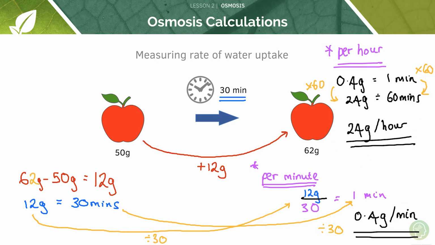And there's so many different ways you can do this. It really depends on how your brain works. So in my head, it's more logical to do it this way, but maybe in your head, you might have seen a little catch here, and you can see that we're getting an increase of 12 grams in 30 minutes. So if we want to measure the rate of water uptake per hour, 30 times 2 is 60 minutes, so that gives you your hour. So therefore 12 grams times 2 is 24 grams. So that's another way to get to this answer. So you can see how you can work it out in multiple different ways. It just depends on your logic as you do it.